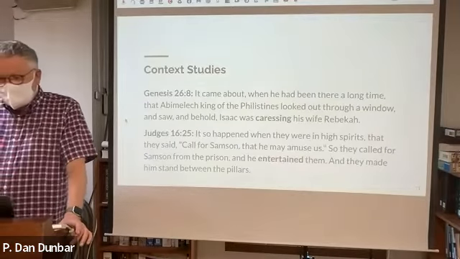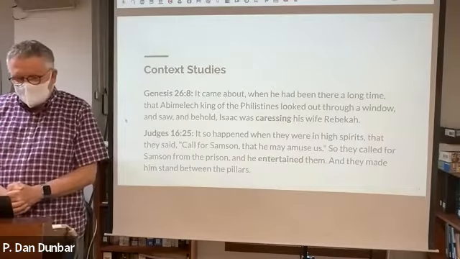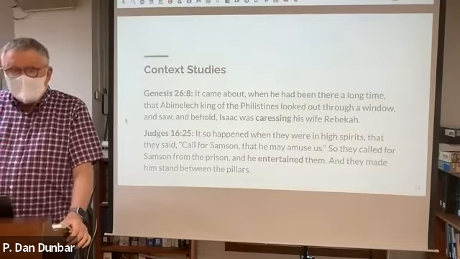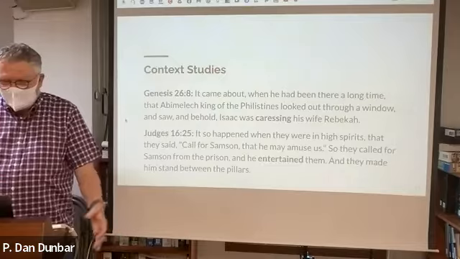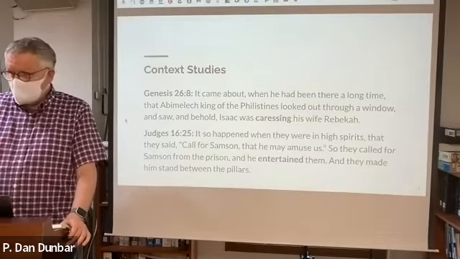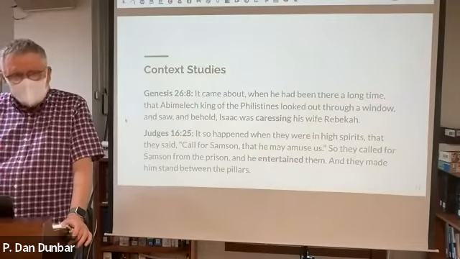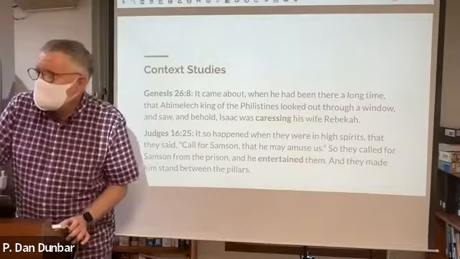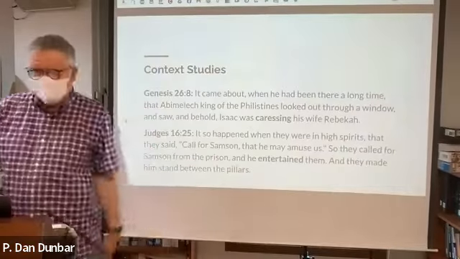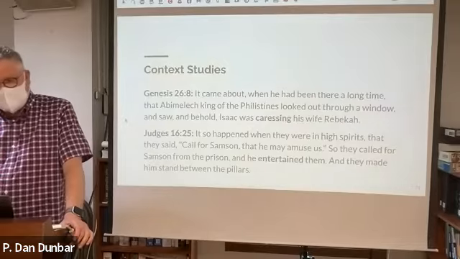Judges 16:25: It so happened when they were in high spirits that they said, Call for Samson that he might amuse us. So they called for Samson from the prison and he entertained them. Maybe he made them laugh. By what he was doing, they were laughing at him because of what he did. And they made him stand between the pillars, but entertain, same word. Was Samson laughing at them? No. Was he telling jokes? No. Was he caressing them? No. But this word says he entertained them, same word.